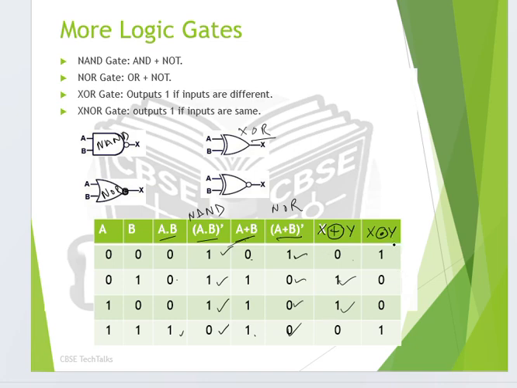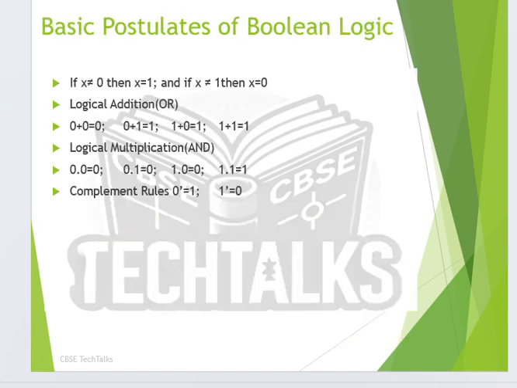This is for exclusive NOR. The output will be true when inputs are the same. So for these two cases, the output is 1. For the rest of the cases, the output is 0. I think it's clear. Let's move to the next slide.